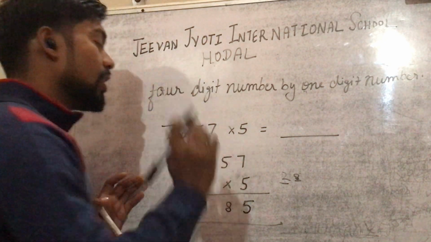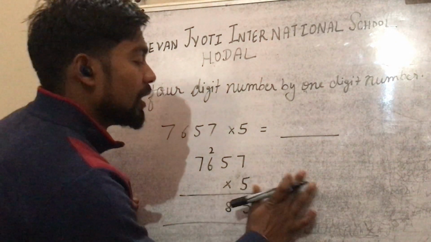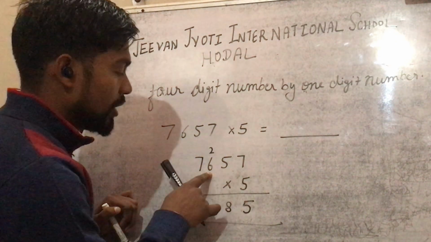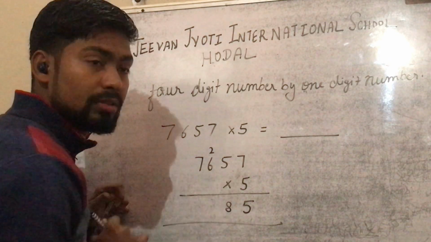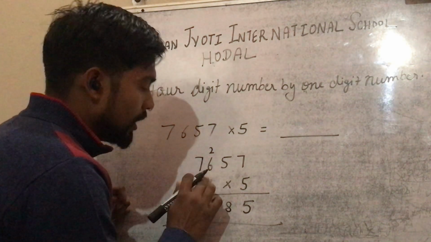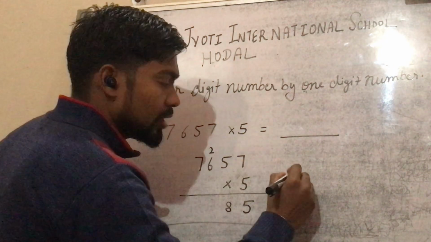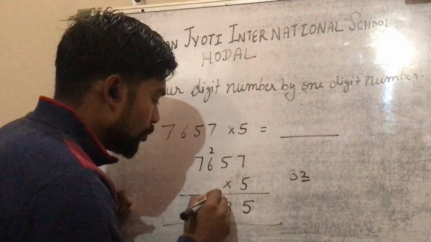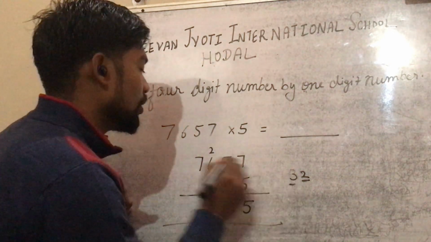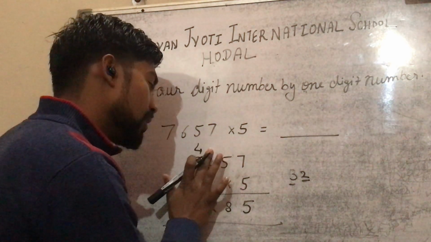Okay. Now we will do the multiplication of 5 with 6, which is at the hundreds place. 5 sixes are 30. So 30 plus 2 comes out to be 32. Now this is the hundreds place unit. So 2 will be written here and 3 will go to the thousands place.